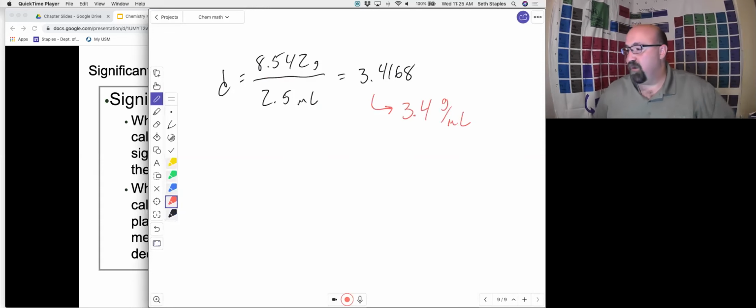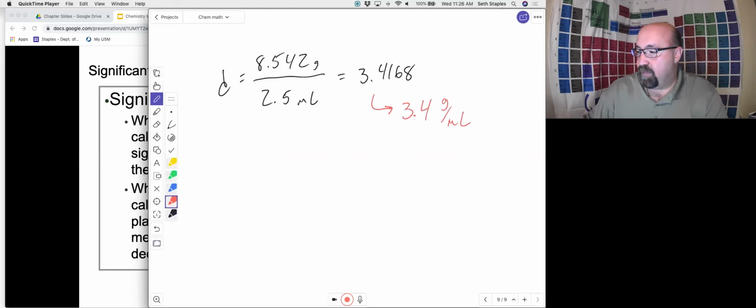And so our answer would be expressed as 3.4 grams per milliliter. A note on rounding: if I remember right, the textbook that we're using has some different rounding rules when it comes to how to deal with fives. Honestly, I don't remember what those rules are off the top of my head. I'd have to go back and look. As far as I'm concerned, use the standard rounding rules that you've always learned. Round down if the number is below 5, round up for 5 and above. So just keep that in mind when you're looking at rounding.